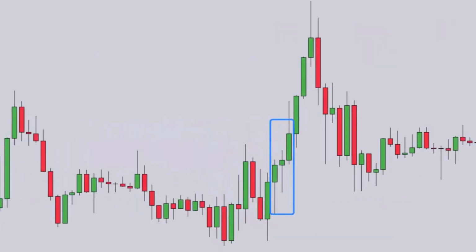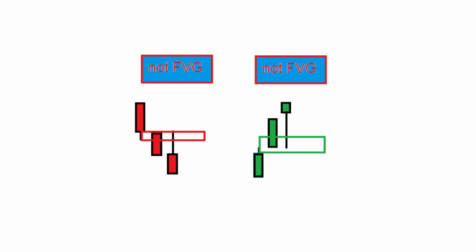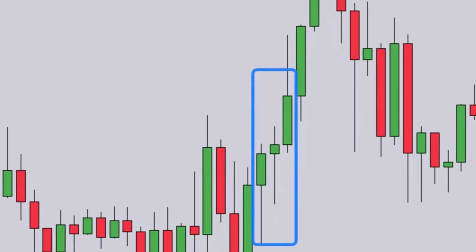Example 2, in this example, there is no FVG on the chart because the shadow of the last candle overlaps the shadow of the first candle. If you have difficulty in identifying FVG, you can use indicators available in TradingView.